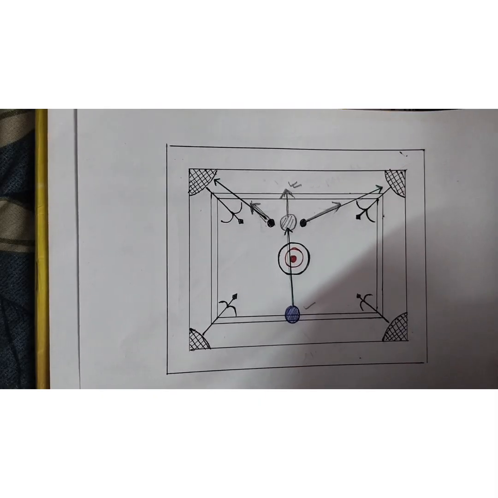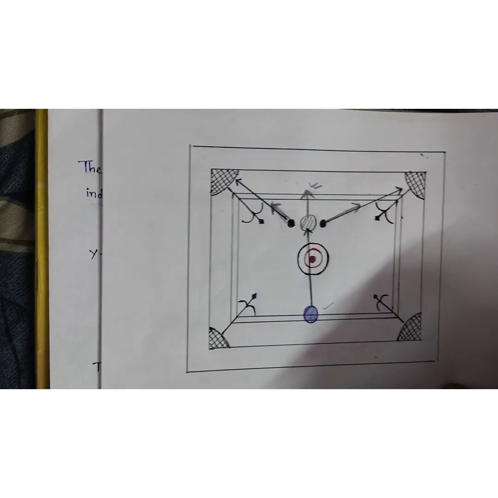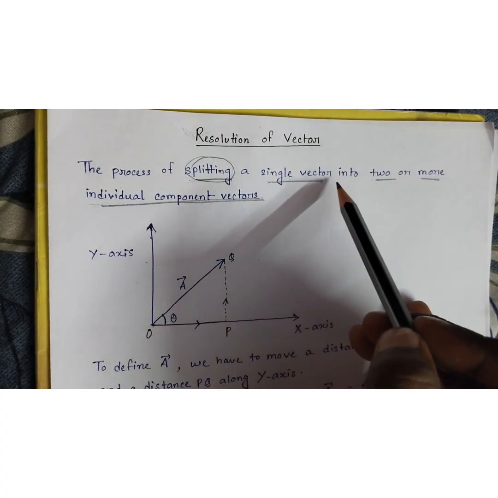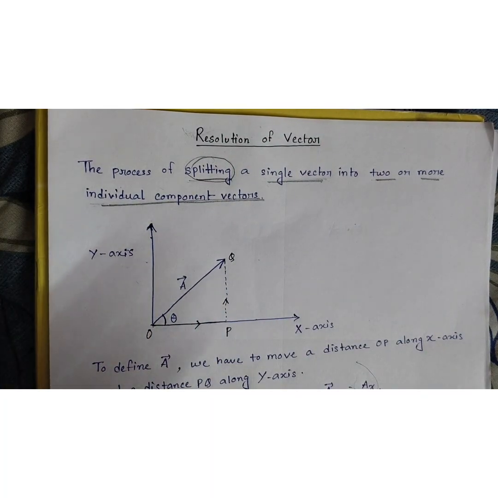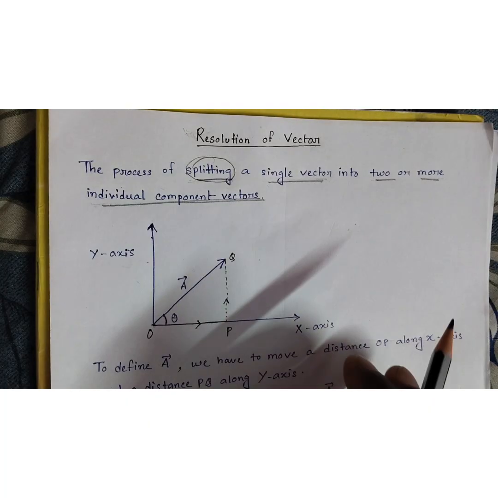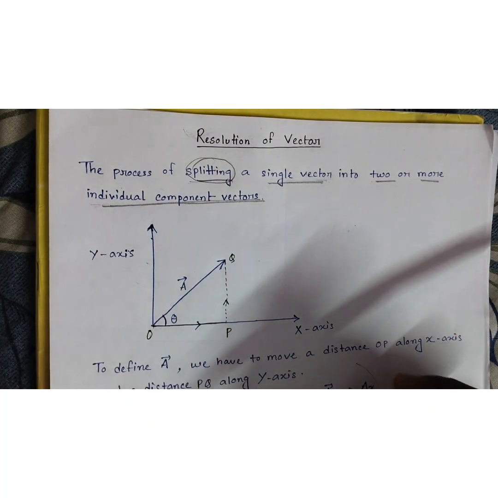Now in many real life situations, we will find this concept. So this is the definition: the process of splitting a single vector into two or more individual component vectors. I think the definition is more or less clear to everyone. Now come to the computation part, that means how we will compute the two components of the vectors. It is a very important thing because we need these things only while solving the problems.